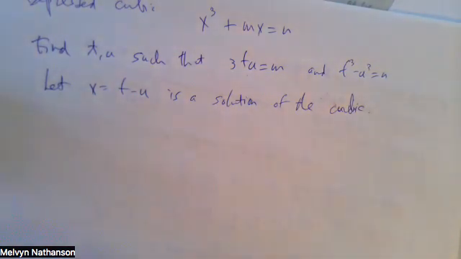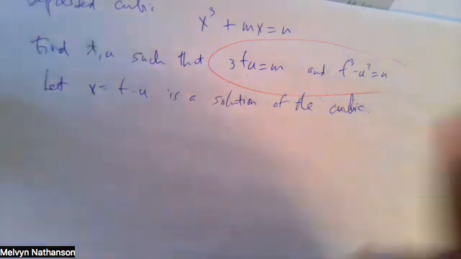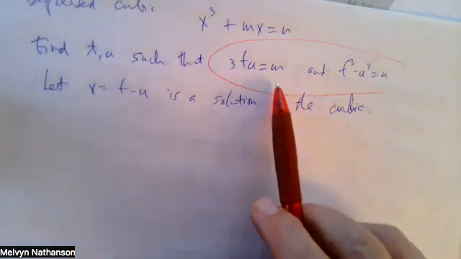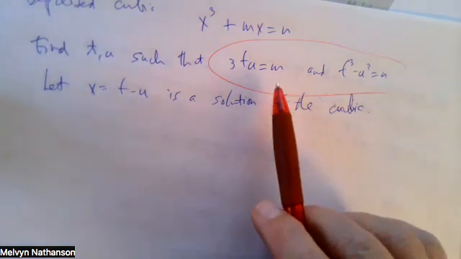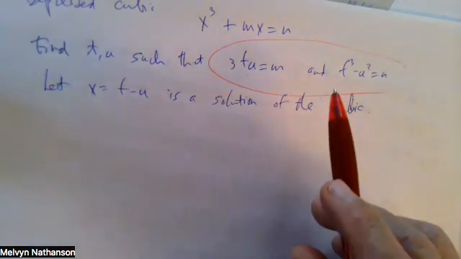And then the question is, so we're given positive numbers m and n, or any numbers for us, but for the Italians, it was positive numbers m and n. Find positive numbers t and u that solve this equation. Right?